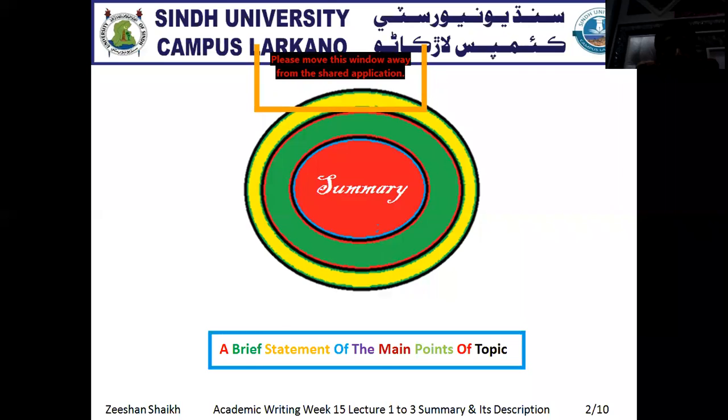As I already told you, the summary is basically a brief statement based on the main points only. You have to leave and ignore the minor points, and only and only focus on the main points which are essential and important for the summary. Clear? So this is called the summary.